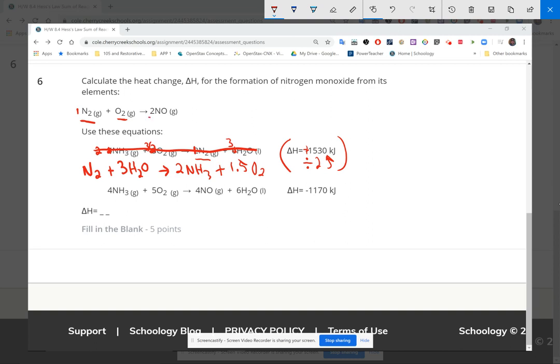So notice over here I have 2 NOs on the product side. I have 4 NOs, but it's on the product side as well. So let's divide everything by 2 since I need to get from 4 to 2 and see what happens. It's going to be 2 NH3, 5 halves. What do we want to do with 5 halves? So 5 divided by 2 is 2.5. Sorry, that's getting a little messy, but I think we'll be able to see it. That's going to give me 2, and that's going to give me 3.